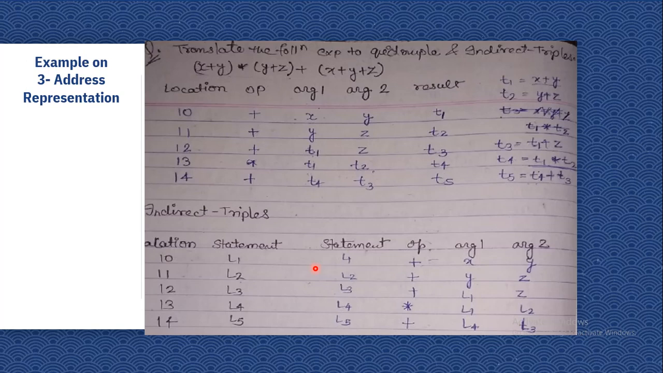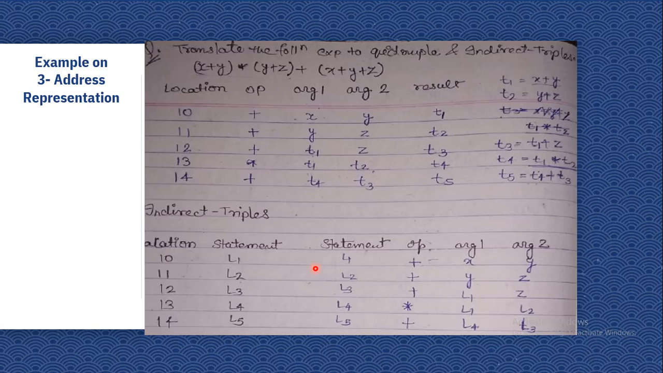x + y is stored in T1, y + z is stored in T2. Then T1 + z, meaning x + y + z, is stored in T3, and T4 is equal to T1 * T2, and T5 is equal to T4 + T3. There may be some shorter three address code also. There is a possibility of generating three address code in some other way also. I am doing it this way; you can do it some other way also.